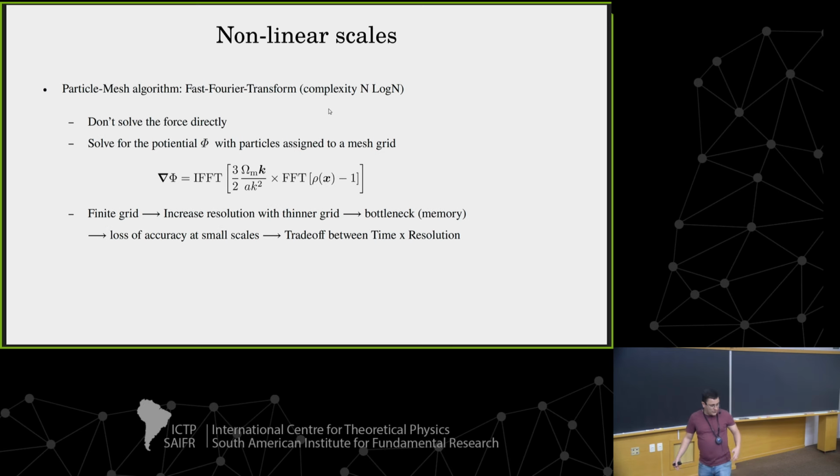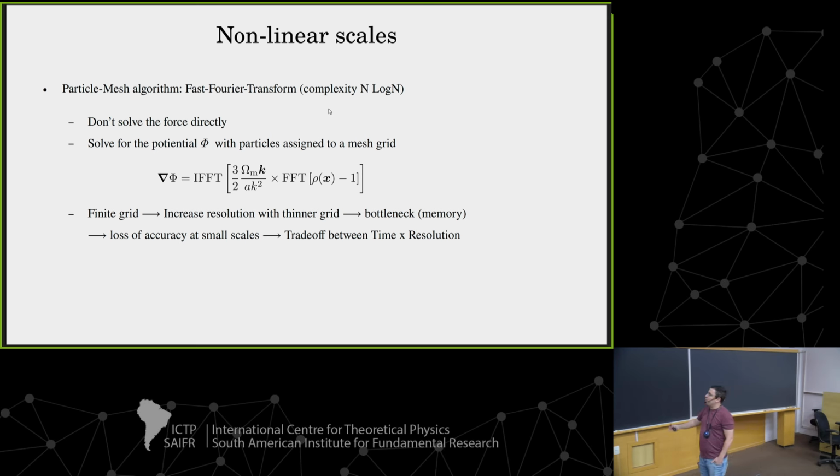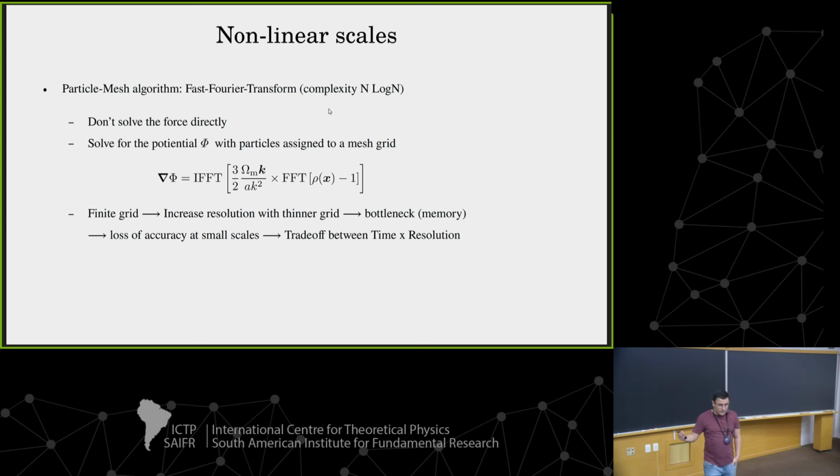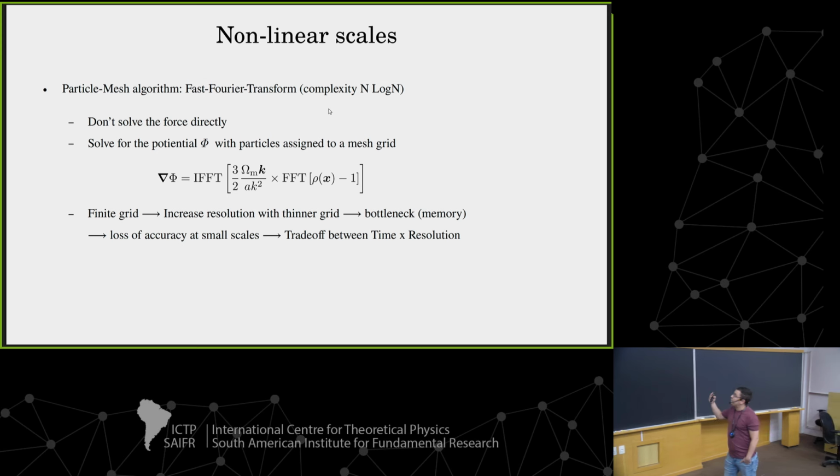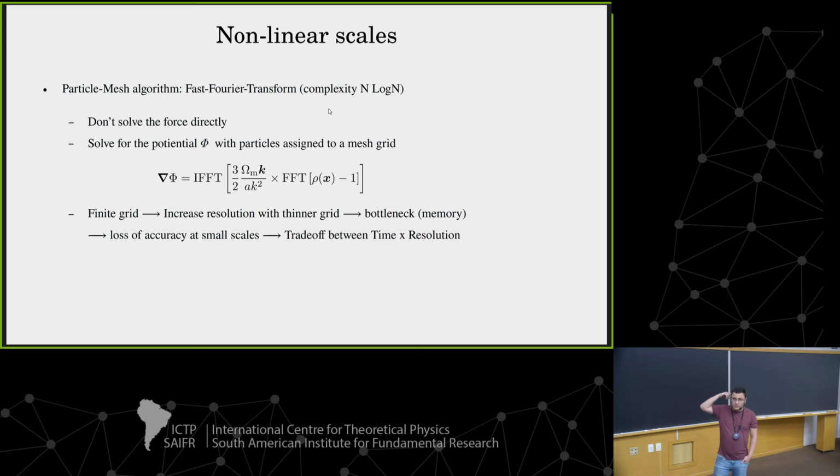So we want to explore alternatives that are fast enough that we can actually test a broad spectrum of beyond lambda CDM theories. In the 80s, people came up with the particle mesh algorithm, which is very interesting because it makes use of fast Fourier transforms, whose complexity grows as the number of grid points times the logarithm of the number of grid points. So we don't solve for the particles anymore, we solve for the potential. We assign the particles in our simulation to a mesh.